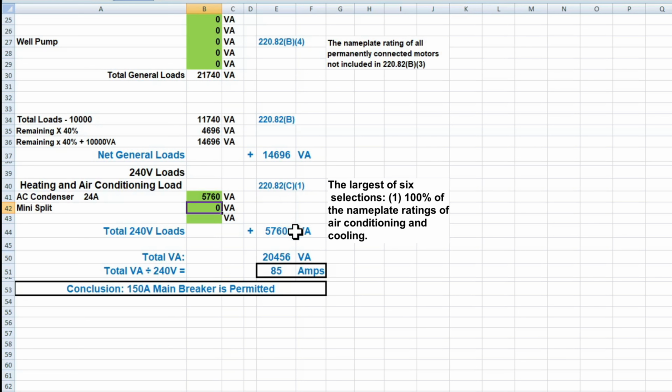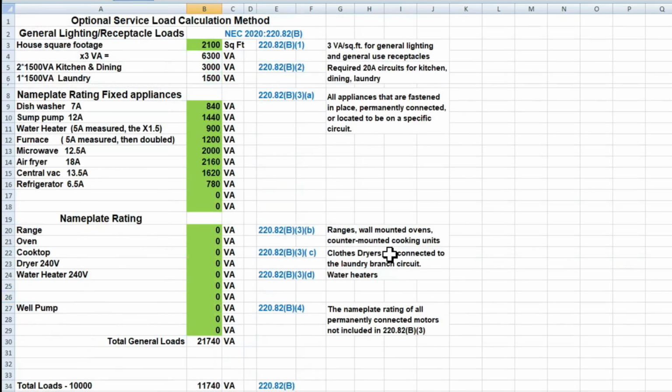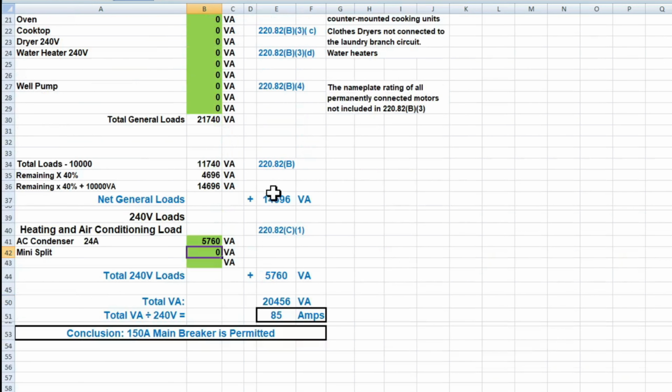So the total was 5760 for the one air conditioner unit. The total volt amps for the house then, right, I add the net general loads here, 14,696 VA, and the air conditioning and heating load here, 5760, and it comes up with 2456. If you've ever used a spreadsheet, you know you set it up to do the calculations for you in the background. And that's where I came up with the 85 amps.